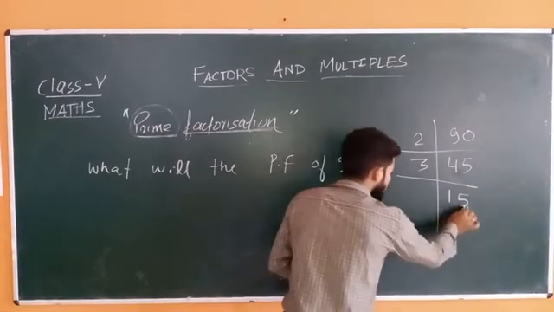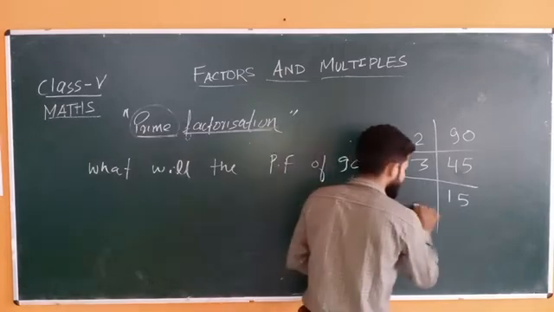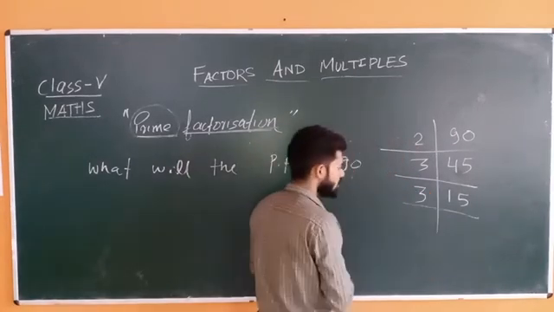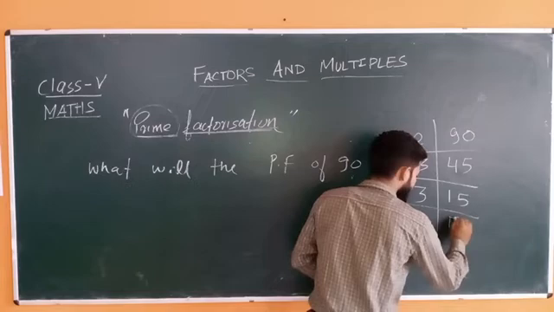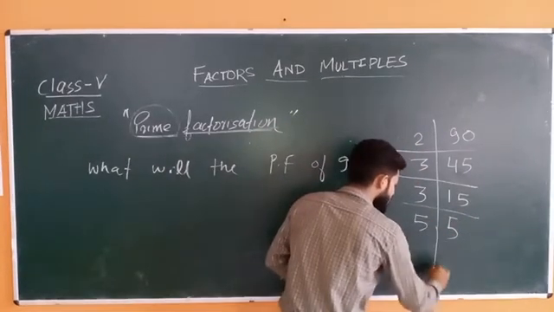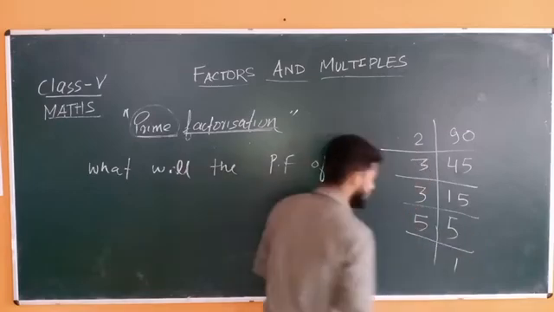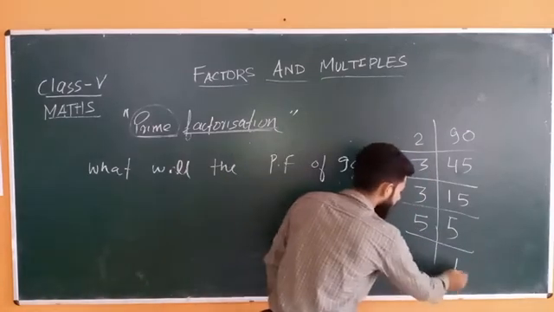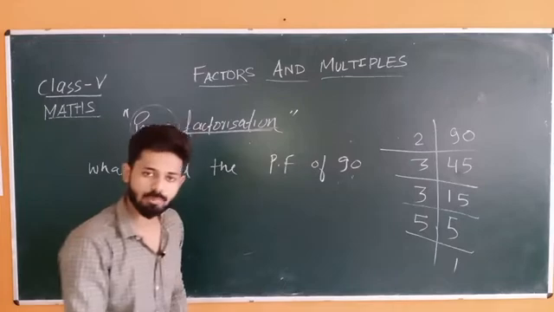Now take the smallest number which can divide 15 easily completely. So once again 3 will be the smallest prime number, and how many times? 5 times. 5 3s are 15, and finally you get 5 is the only number which can divide 5 at once. As soon as 1 comes here, you have to stop.